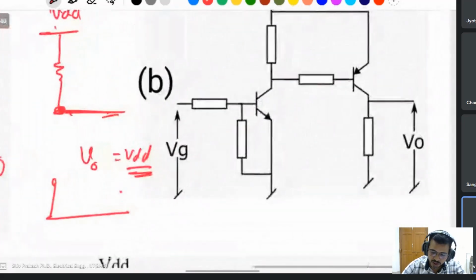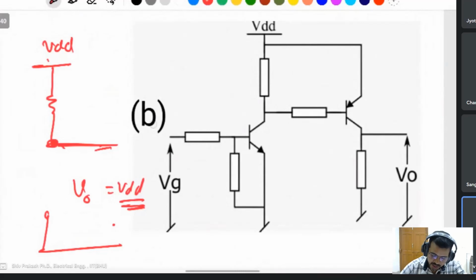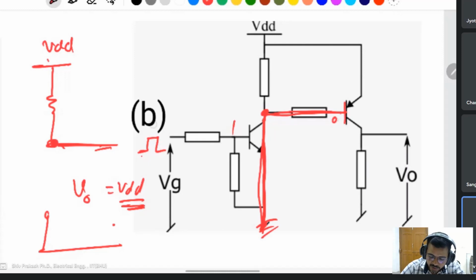Okay, coming to option B. Same thing, the same pulse applied here. Suppose this will be high. It means this will be high. This will be turned on. This will be turned on. It means this will be ground, like a switch, on or off only. If this is on, this resistor is directly connected to the ground. That's why this will behave like a 0.